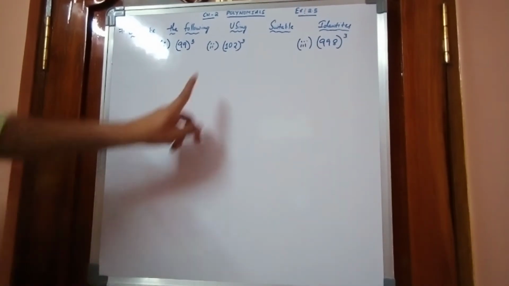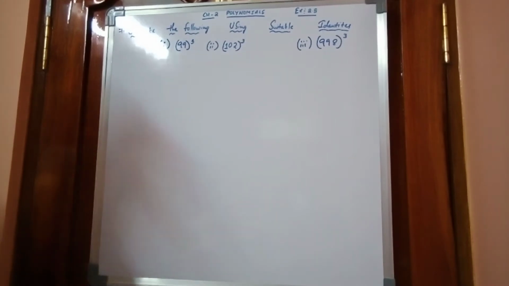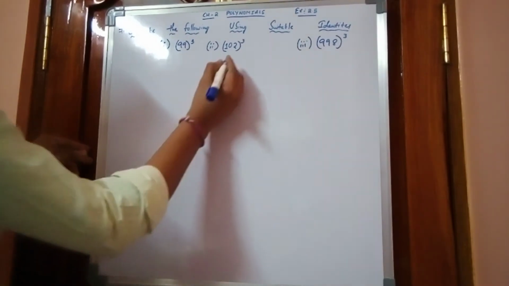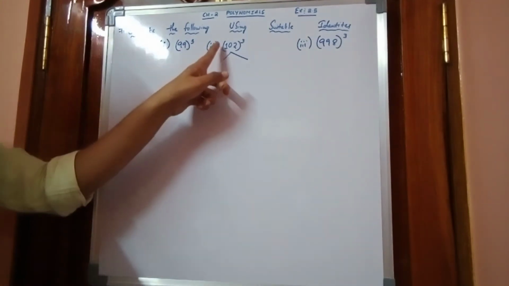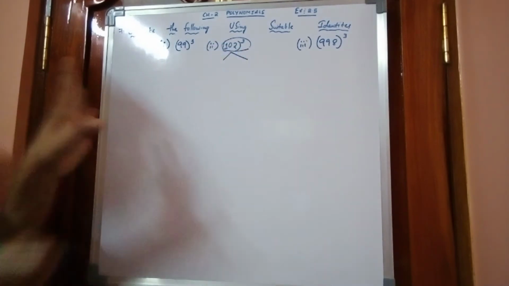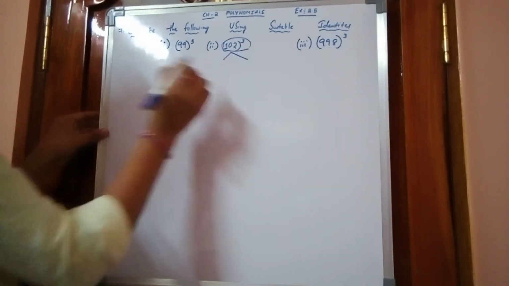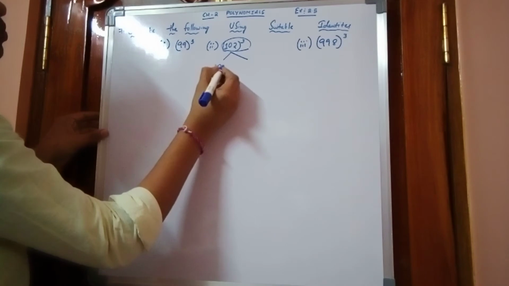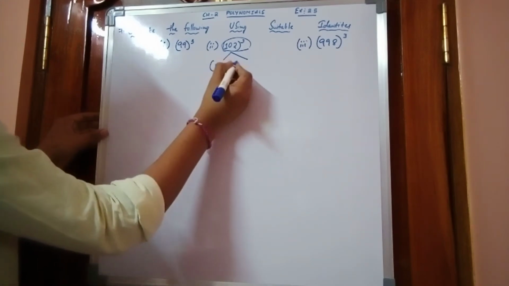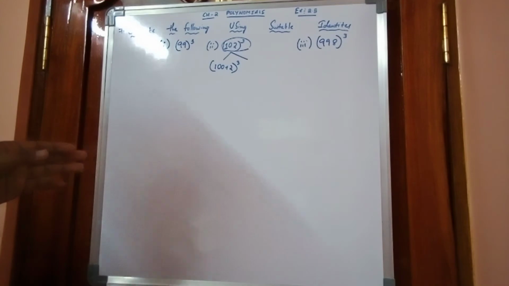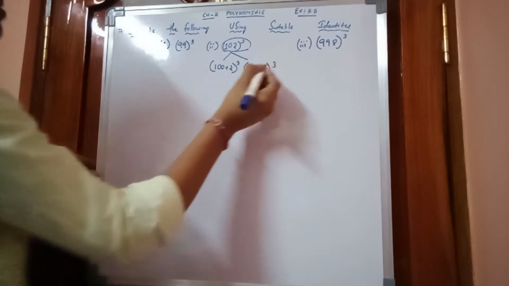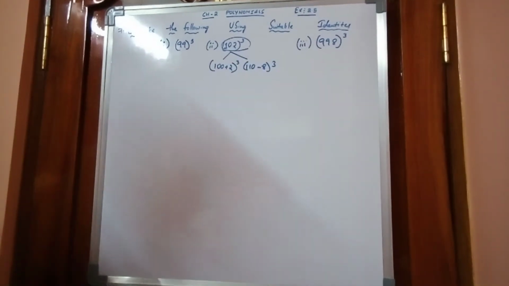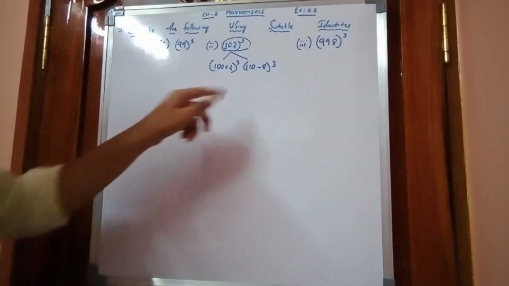Okay, now coming to the second one, that is 102 whole cube. See the nearest number of 102. By adding or subtracting we need to get the nearest number. We have to get the product as 102 whole cube. So we'll get 100 plus 2. 100 plus 2 is 102. So we can use this number, or we can use 110 minus 8 whole cube also. But see the nearest number, that is 100 plus 2.